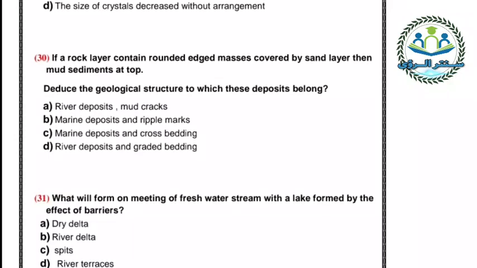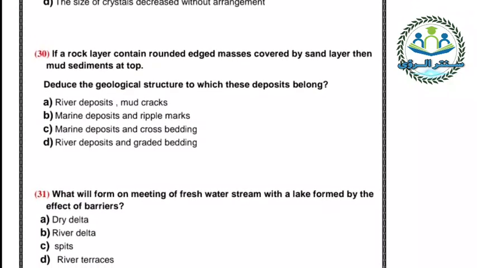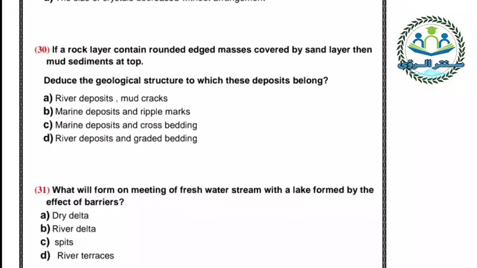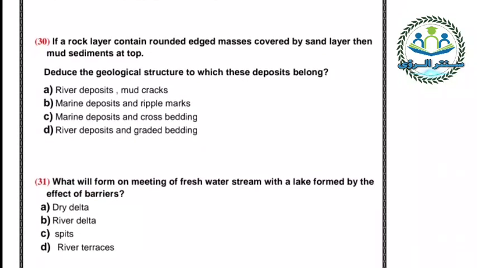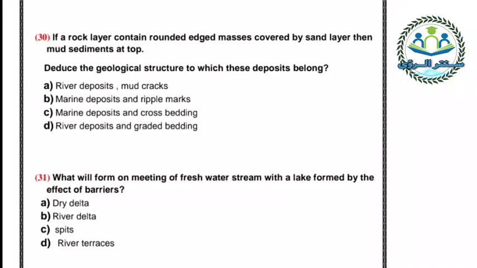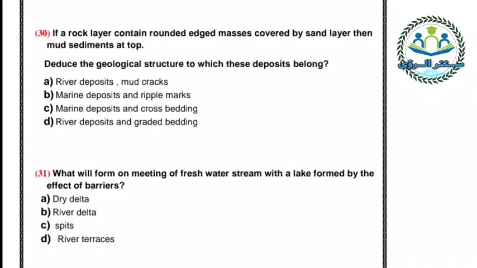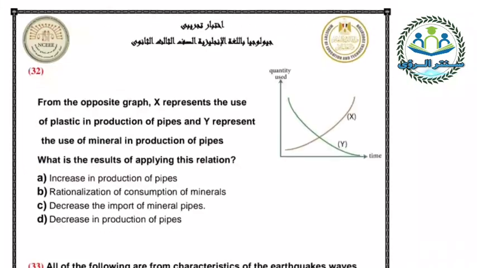31. What will form on meeting a freshwater stream with a lake formed by the effect of barriers? A. Dry delta. B. River delta. C. Spits. D. River terraces.